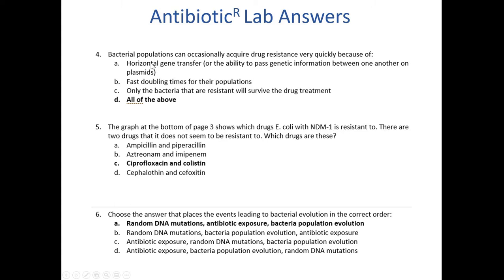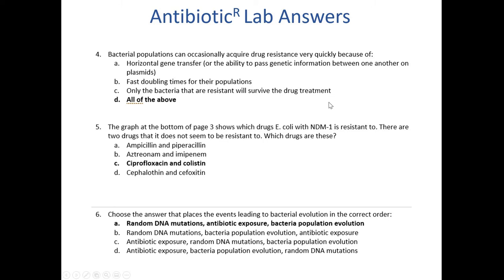Okay, so question 4, bacterial populations can occasionally acquire drug resistance very quickly because of which of these? Horizontal gene transfer, this study talked about this, or the ability to pass genetic information between two different bacteria on plasmids. So that's correct. B, fast doubling times for bacterial populations. That's also correct. Bacteria replicate very quickly. And then C, only the bacteria that are resistant will survive the drug treatment.